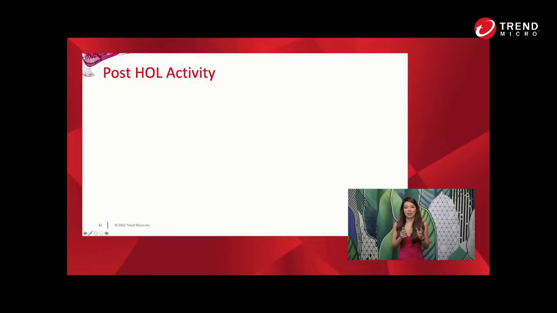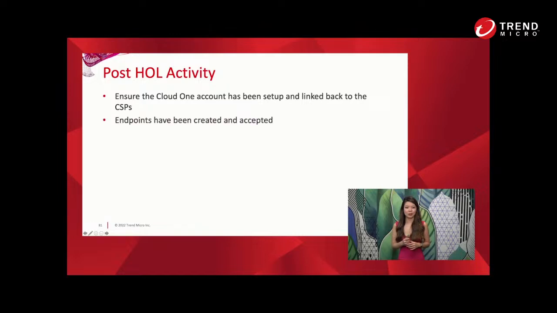So now you have done the hands-on lab and you are kind of familiar with the Cloud One Workload Security Console already. You are ready to do the onboarding in the real environment. So here are some tips that we have for you, and these are also covered in a document that we have as part of this entire workshop. So point number one, make sure that your Cloud One account is set up and also connected to your CSP, your cloud services provider, be it AWS or Azure. Secondly, you have to create the endpoints and make sure they are accepted. Then you need to test the networking by activating new VMs via the endpoints you just created in step 2.